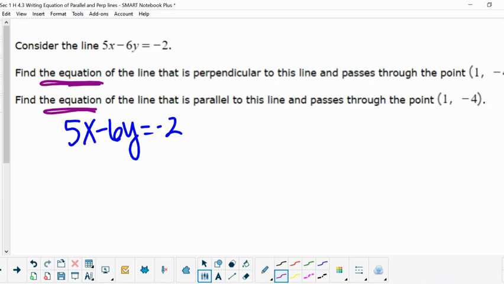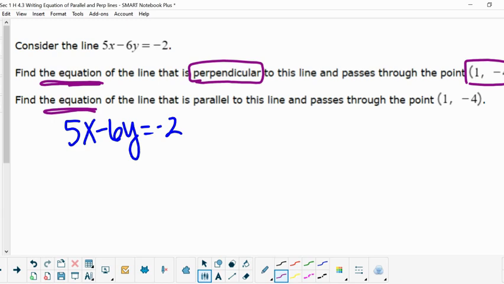No. So if you don't want to, you can leave it in point-slope form, which probably would be the easiest. If it doesn't specifically say slope-intercept form, you can leave it in any form. It doesn't specify it, and so that's okay. So you're going to find the equation that's perpendicular to this line, and it's going through the point (1, -4). So I've got my point, I just need to know my slope. Do I know my slope right now?